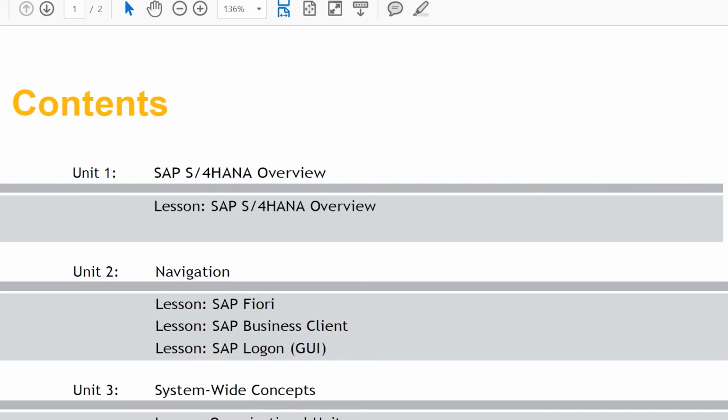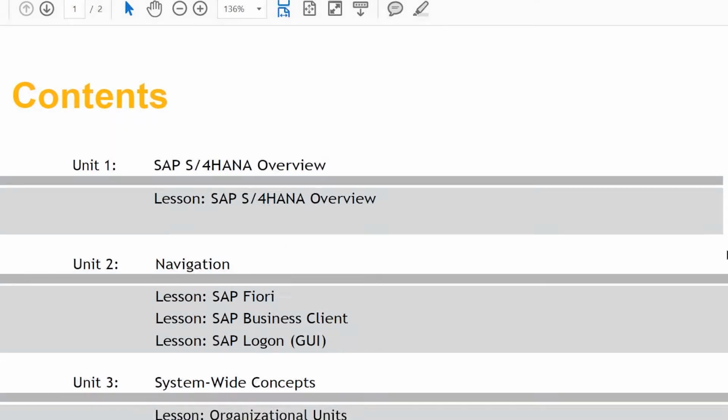Okay. So we will start with the overview session in S4 HANA, where I will give you a brief introduction of the different concepts we have in the S4 HANA topic. Then we will get into the important navigational parts embedded with S4 HANA, where we will touch Fiori and look at the business client. These two are a bit new. The logon part, you are working on traditional systems, but still we will try to cover a few concepts related to S4 HANA. So these two will be the initial section to get that brief overview.